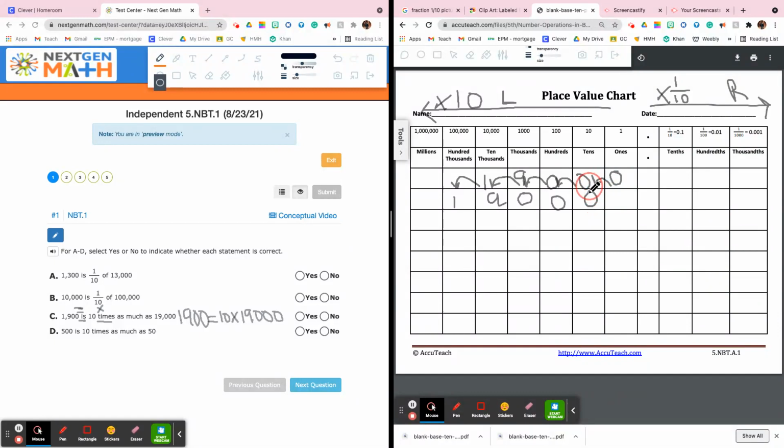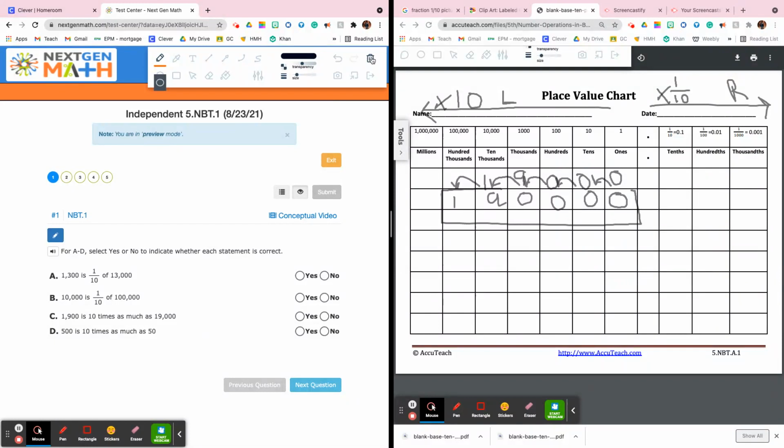Now, I need to put a number here. And I always say, let's use that magical number we use as a placeholder. In this case, it is zero. When I look at the answer, I end up getting 190,000, not 1,900 as my final answer. So therefore, C is, if you guessed it, no, that is not correct.